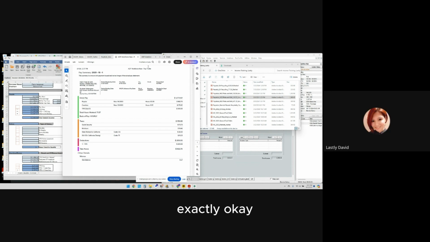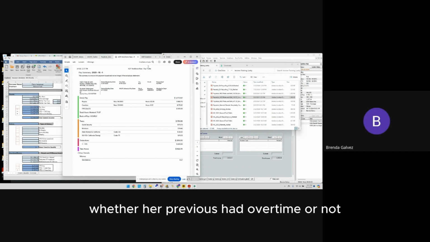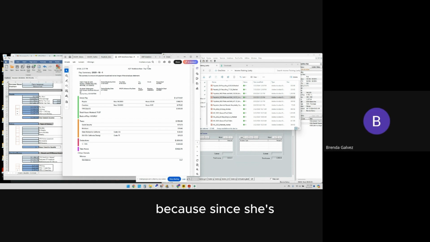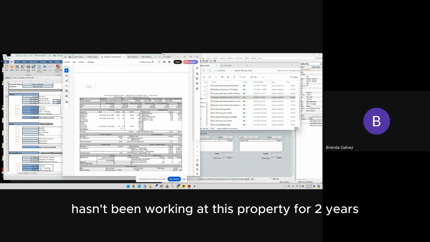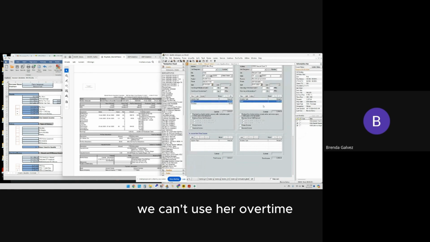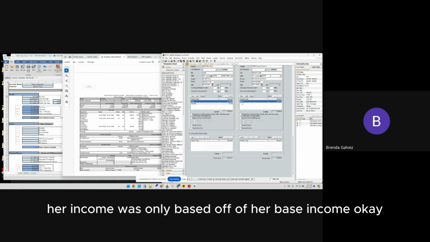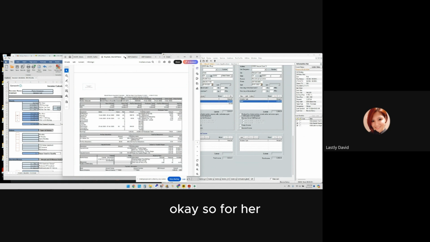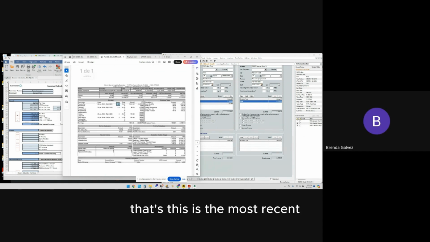Exactly. Okay. Yeah, that's why we need to verify whether her previous employer had overtime or not, because since she hasn't been working at this employer for 2 years, we can't use her overtime. That's why her income was only based off of her base income. Okay. So for her, this is the most recent.